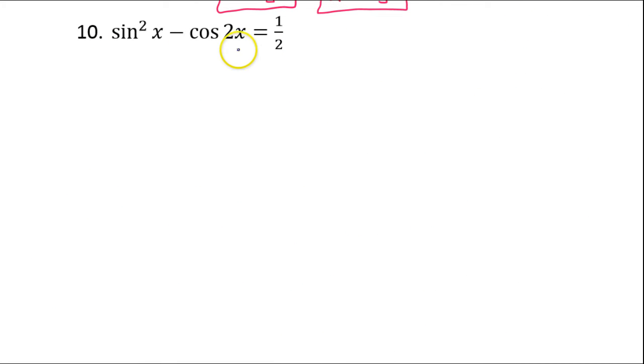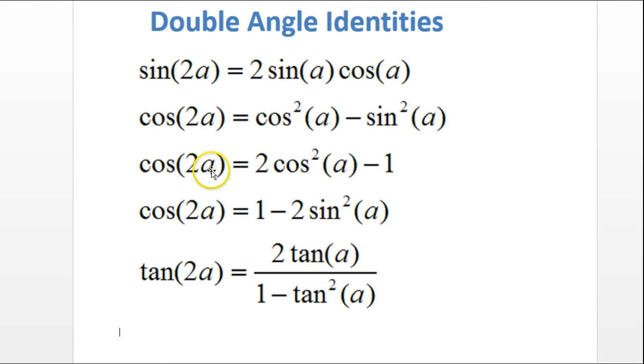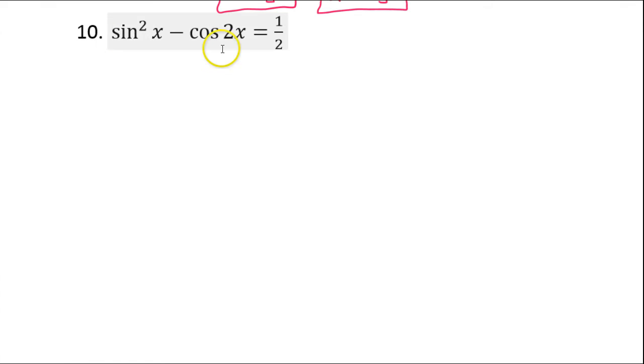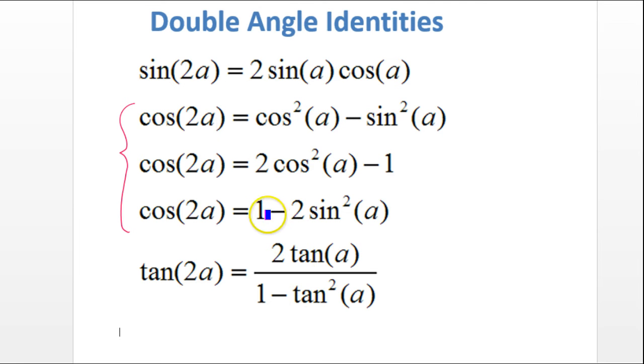Okay, looking at problem number 10, we got the cosine 2x. So let's find cosine 2x. Oh God, there's 3 different versions. So we need to slow down and figure out which version we're going to use. Looking at the rest of the problem, I see that we have sine squared. So let's pick the version that will give us sine. Let's pick this version. So here we go. We've got cosine 2x is equal to 1 minus 2 sine squared x.